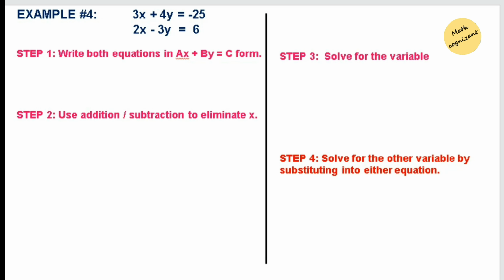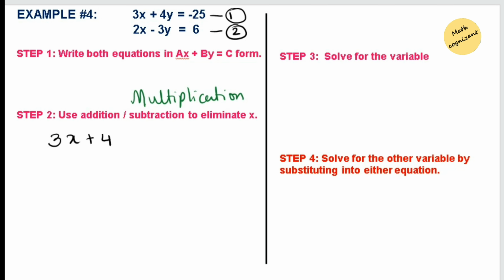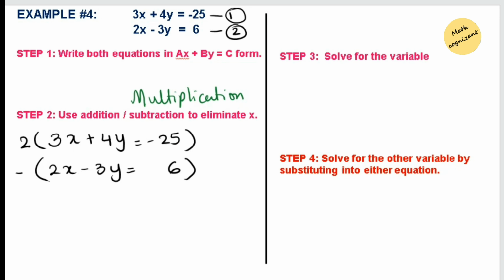In the next example, you can see none of the coefficients are equal. They are totally different. So sometimes we need to multiply both the equations. So let's write down equations 1 and 2 as they are. When you notice that the coefficients can be made equal by multiplying the coefficient of x or y in both the equations, let's multiply the first equation by 2 and the second equation by 3 so that we can get both the coefficients of x equal and we can cancel them out.